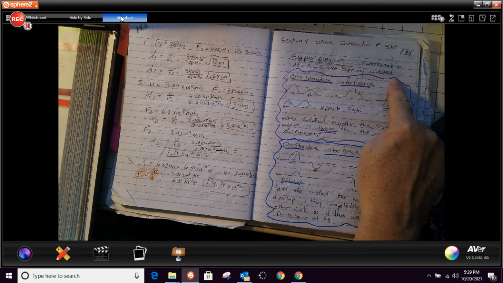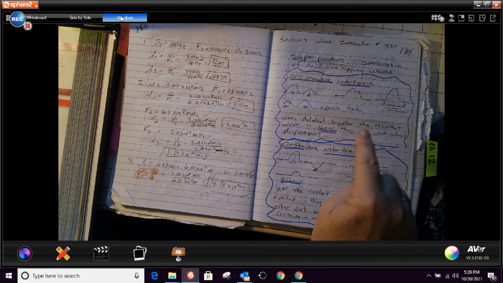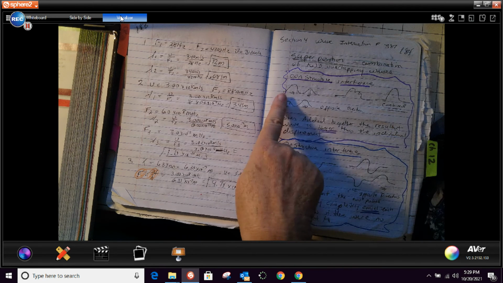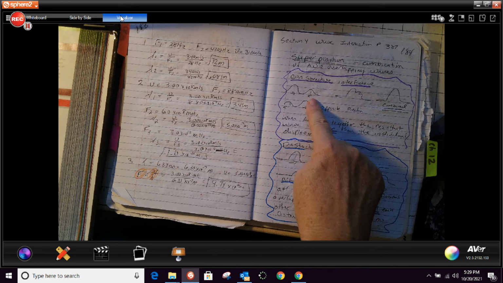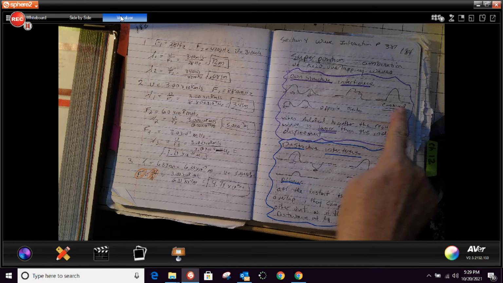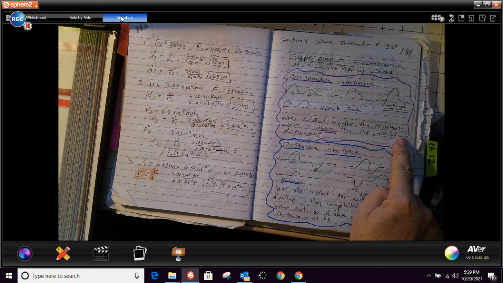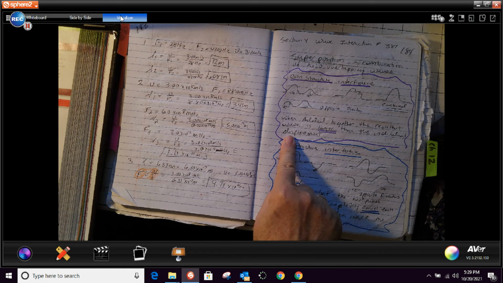When two waves interact, they can be either constructive or destructive. The difference between those two is that in a constructive wave, two waves are coming in opposite directions, and as they come together, they combine. After they combine, they go in the opposite direction. When added together, the resultant wave is larger than the individual displacement. That is called constructive interference.